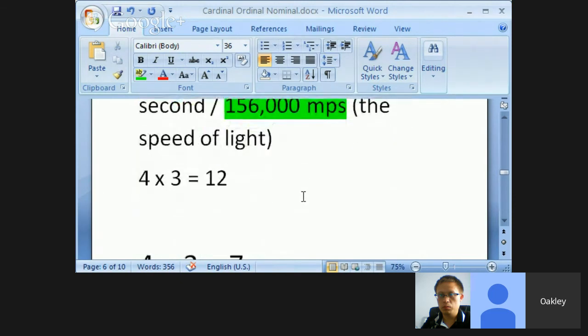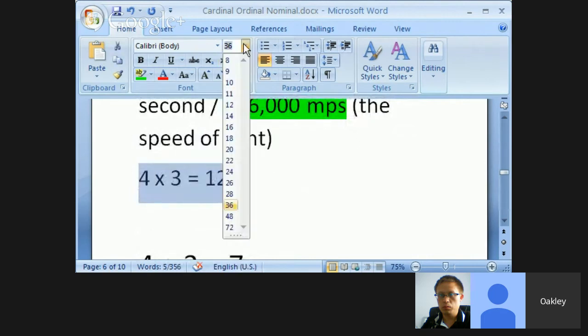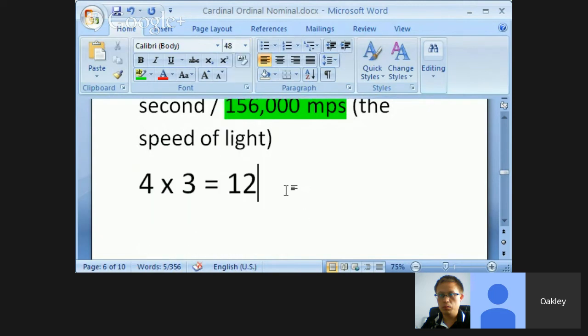Next on the agenda, we are going to be looking at some equations. How do we say these equations? Okay, Tatiana, how do you speak this in English?